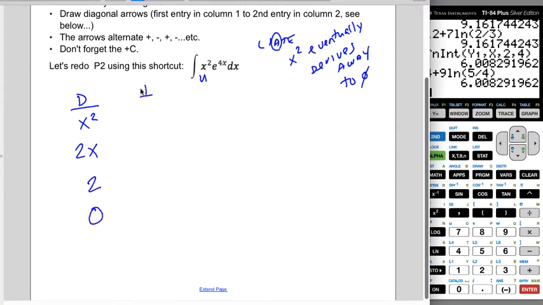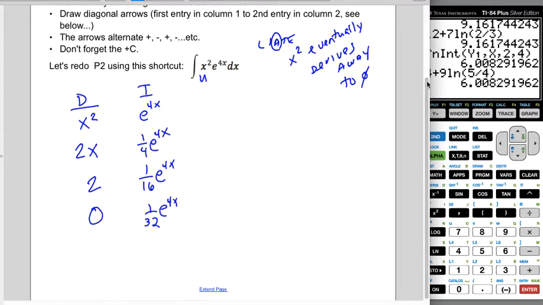We're going to have the other stuff, my e to the 4x, and I don't need the dx, I'm just going to use the e to the 4x. We're going to integrate that. So each time I integrate e to the 4x, I'm going to have to divide by 4, because that's the opposite of the chain rule, essentially. So I'm going to get 1/4 e to the 4x, 1/16 e to the 4x, and 1/32 e to the 4x. And notice I go until I'm level with that 0.